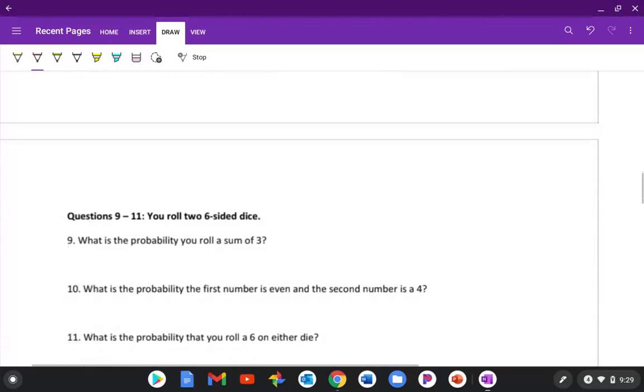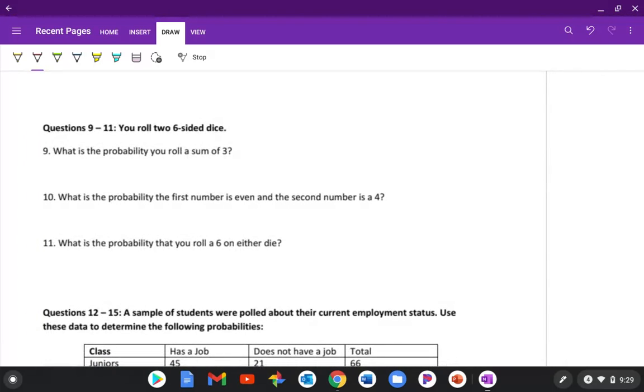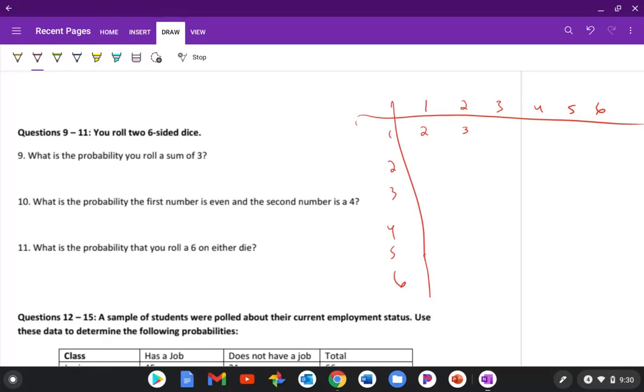For number 9, roll a 6-sided die. For these questions, I would make the chart that we made. You might make it in a couple different ways. Probability that you roll a sum of 3. You want to do this little chart with 1, 2, 3, 4, 5, 6 and 1, 2, 3, 4, 5, 6. If you get a 1 and a 1, that's a 2. You get a 1 and a 2, that's a 3. You might even have it already written out: 4, 5, 6, 7, right? You guys remember doing this? That might help you for the sum.